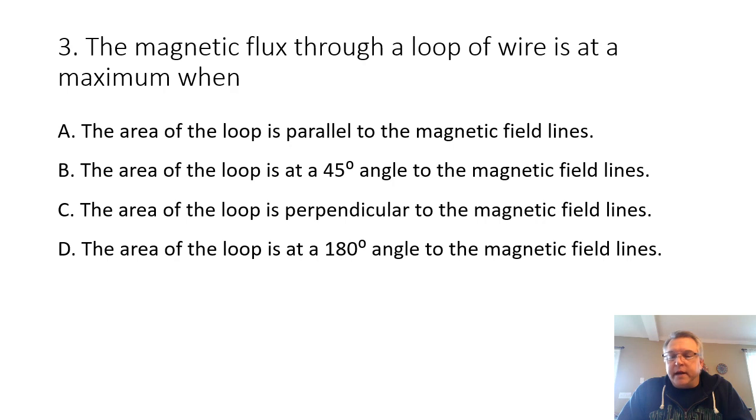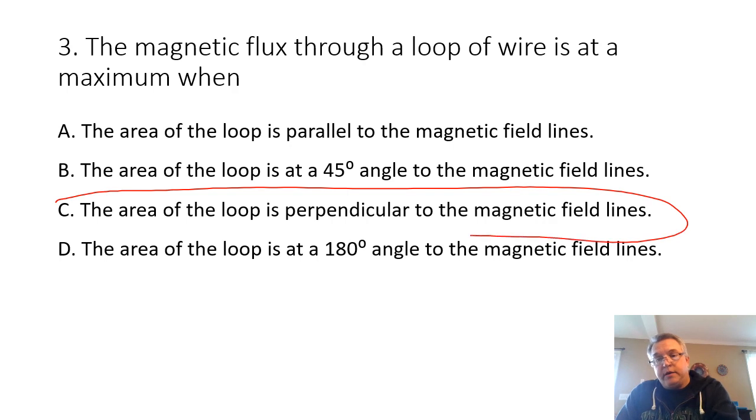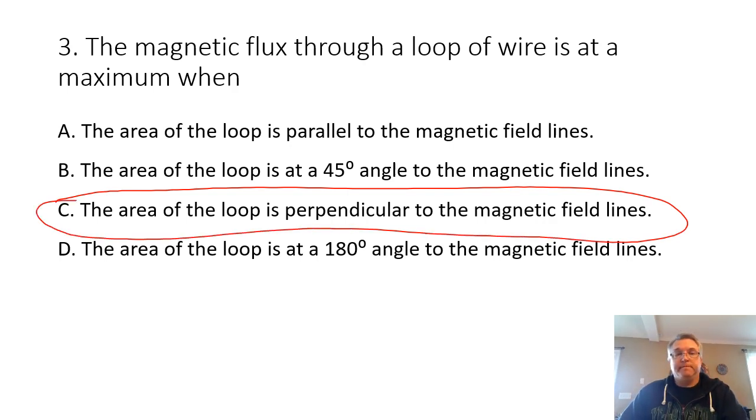Remember, the magnetic flux is at its maximum when you have the maximum number of magnetic field lines going through the loop. And that's going to occur when the loop is perpendicular to the magnetic field lines. That's when you have the maximum number of magnetic field lines going through the loop, and that's when you have the maximum magnetic flux. So the answer to this problem is going to be C.